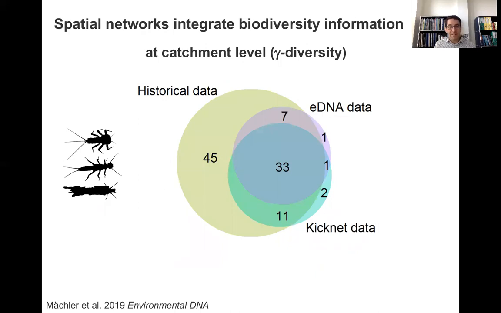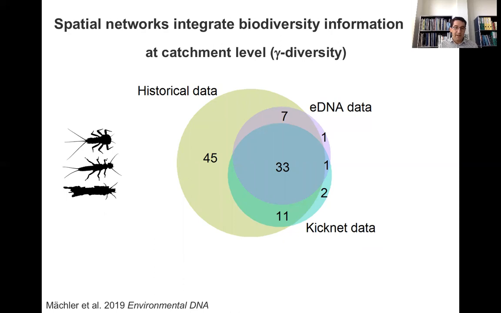Namely, at the catchment scale, that is at the level of gamma diversity over all of this catchment, we have a pretty good overlap and match with the KickNet data. We find about the same number of taxa and have a good and large overlap with the identity of these taxa observed by both methods, here indicated by the violet and green circles. In this case, we even had fortunate long-term data where we could put that in a historic context.